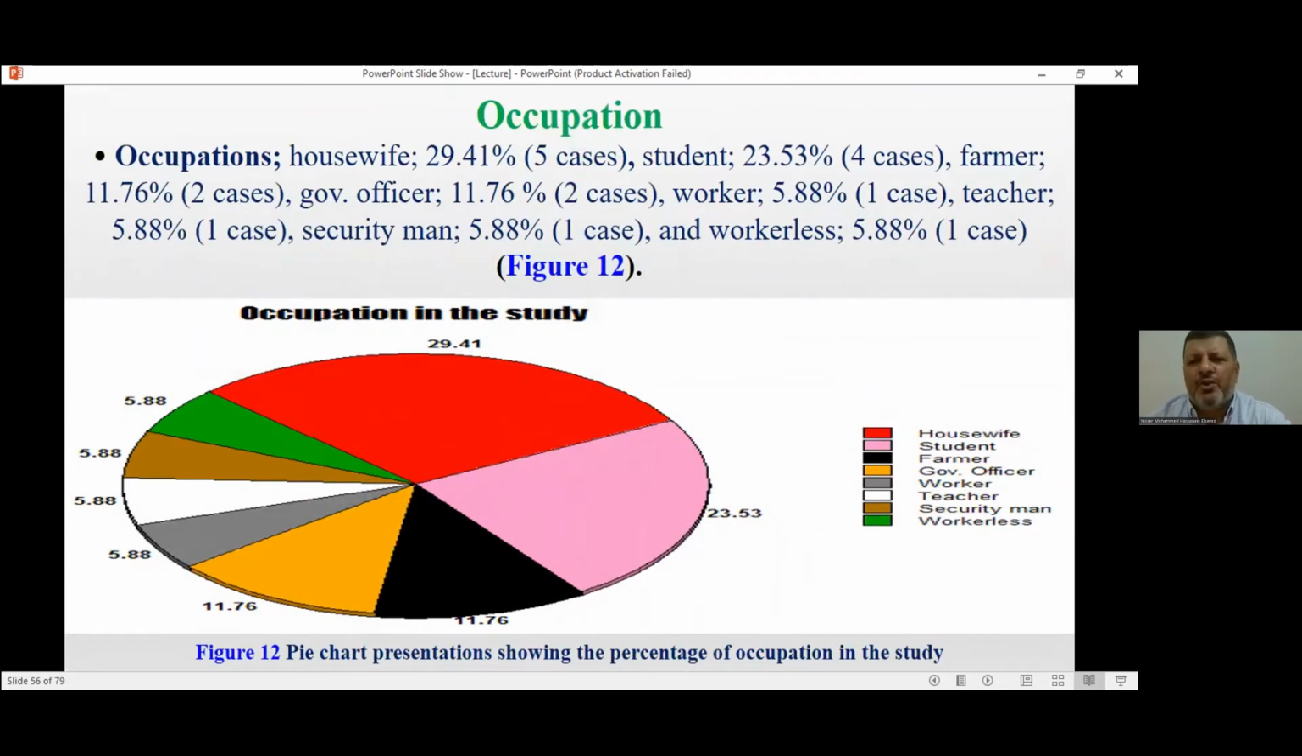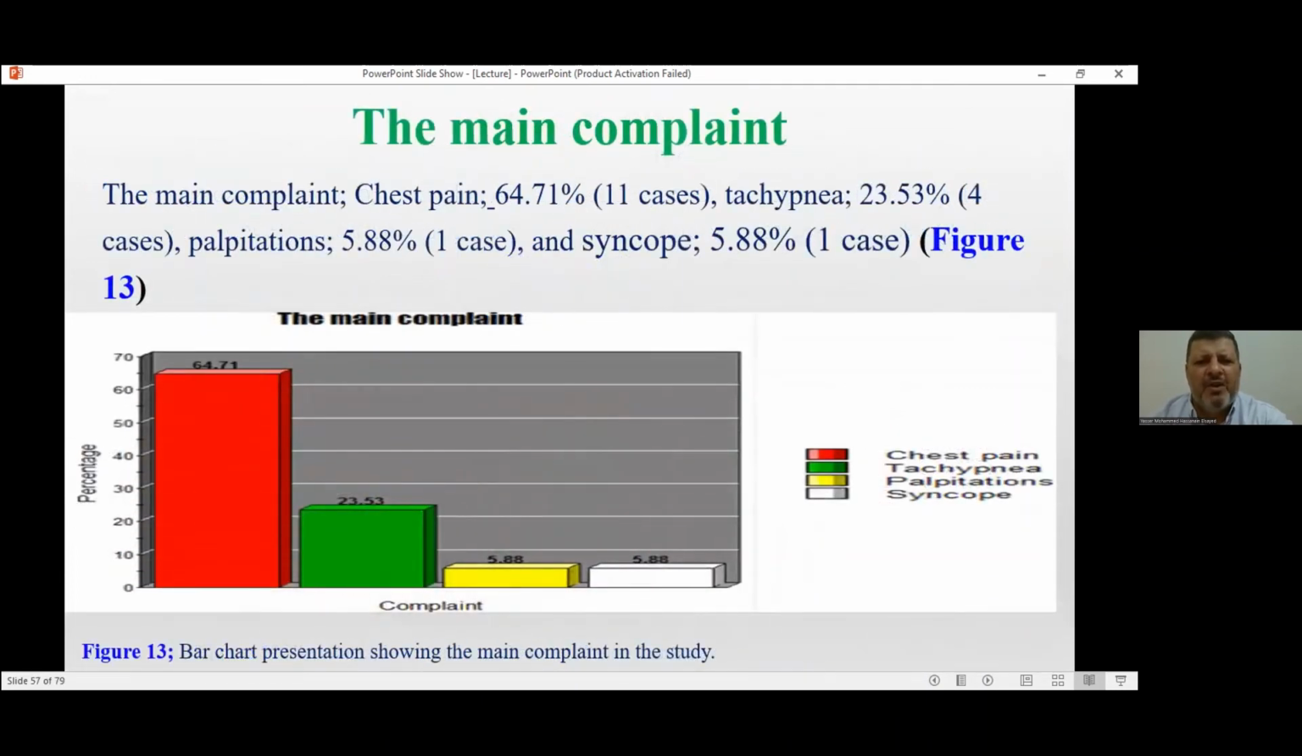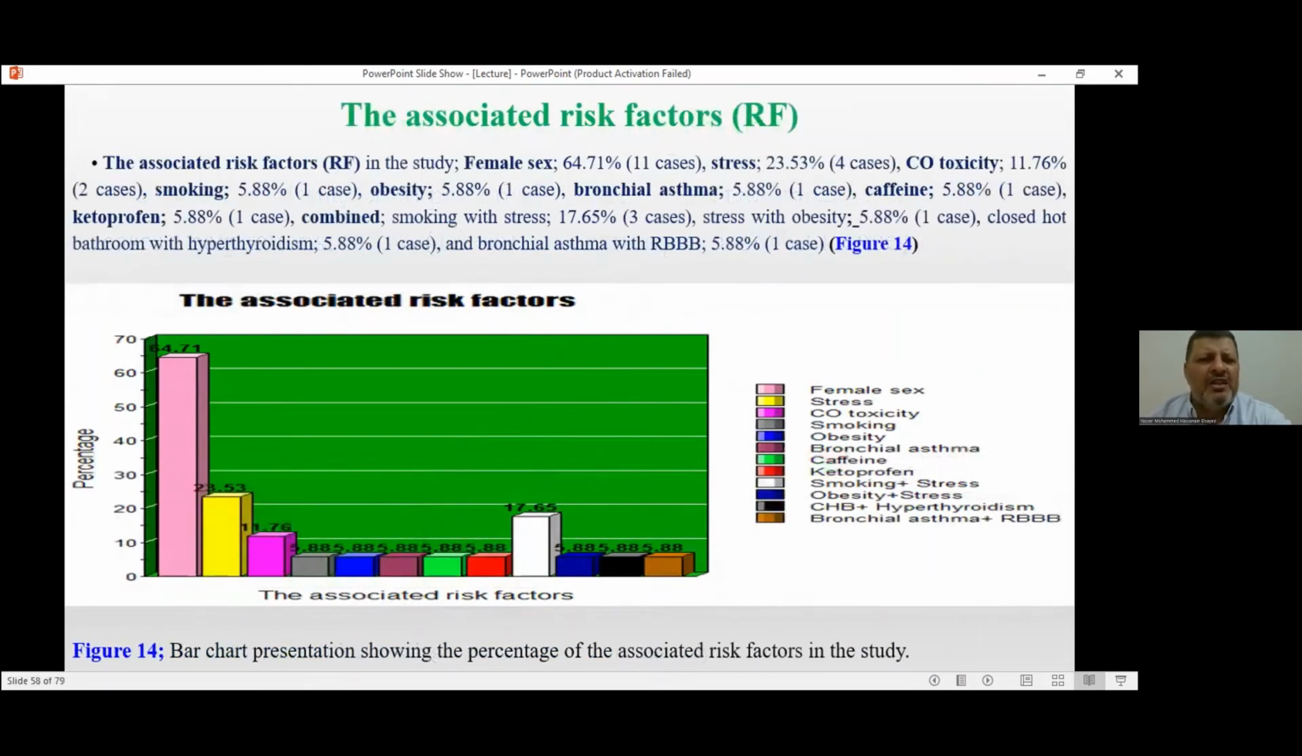Occupation: housewives, students, and farmers were the most common occupations in this study. The main complaint is chest pain in 64, tachypnea in 23.5, and palpitation 5.8. The associated risk factors: female 64, stress 23.5, carbon monoxide toxicity in 11.7, 2 cases. These are the most common associated risk factors.